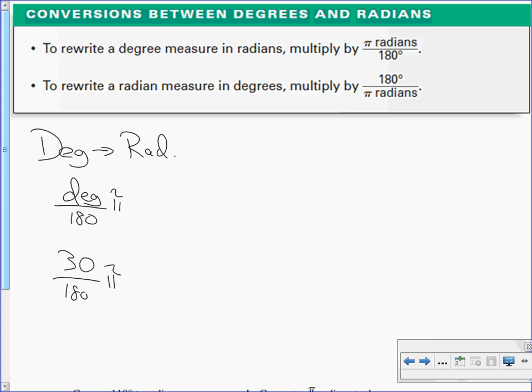Now, when you're dealing with all these fractions, don't freak out. You don't have to do them by hand. Take your calculator. 30 divided by 180. Math, enter, enter. It simplifies the fractions for you. Slap a pi next to it, and you're done. So this one you get pi over 6.